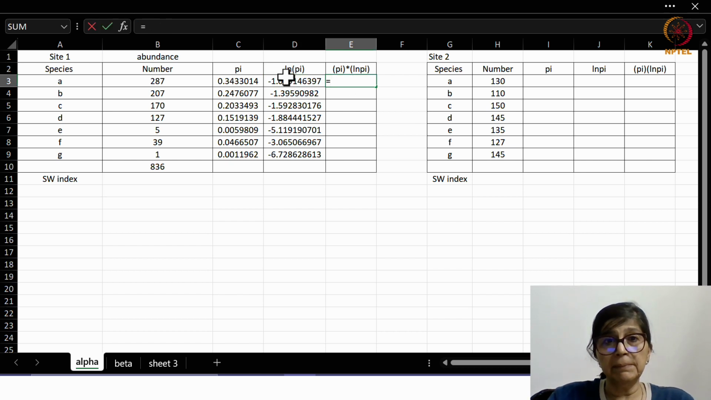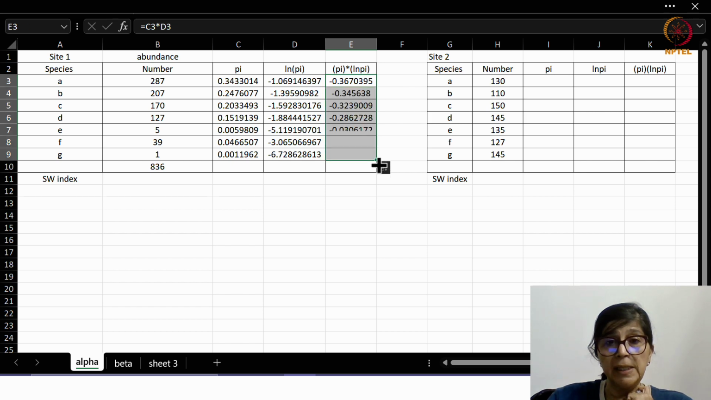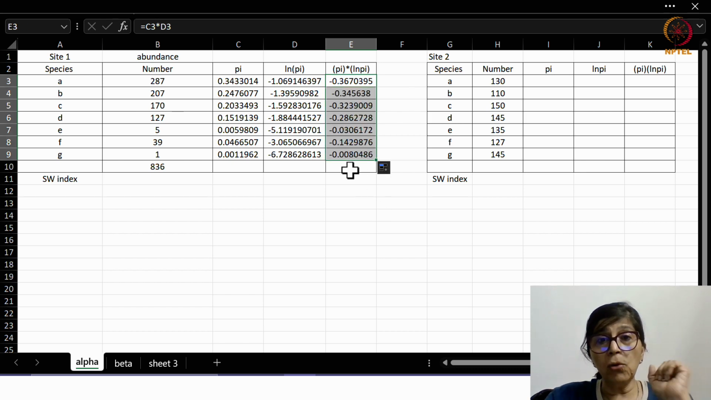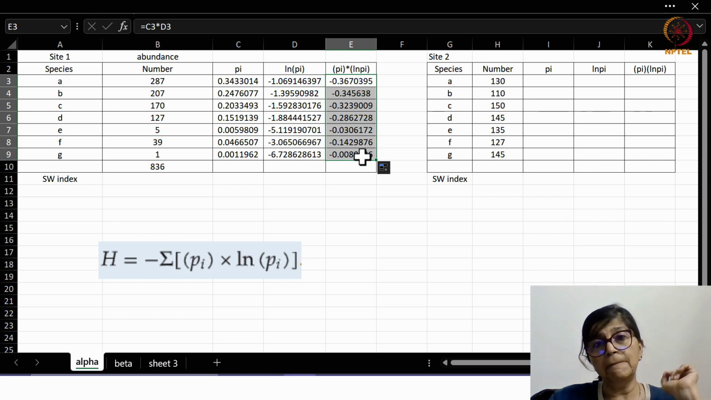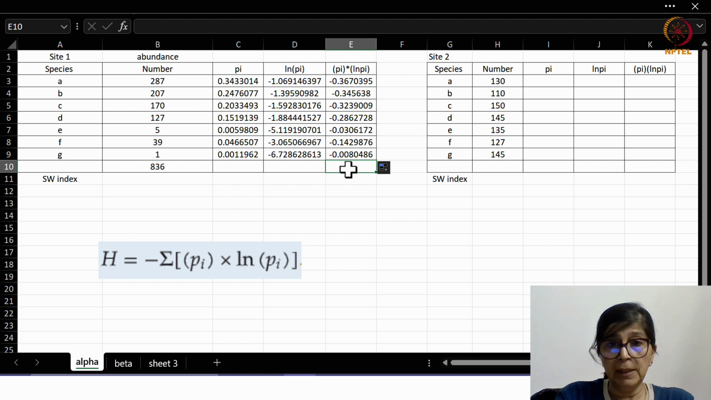So, to do the multiplication, I select this first column, Pi, and then I do a multiplication sign, and I select this, and I then put enter. So, this is my final value of the third column. Now, if I go to the formula back, you will see Shannon-Weiner index is the negative of the summation of Pi times ln Pi. Okay, negative of the summation of Pi times ln Pi. So that is what we are going to do here.